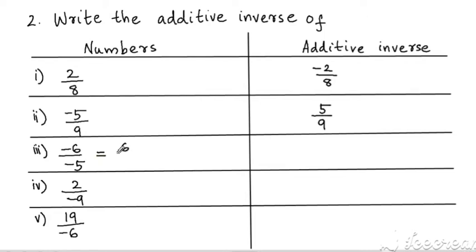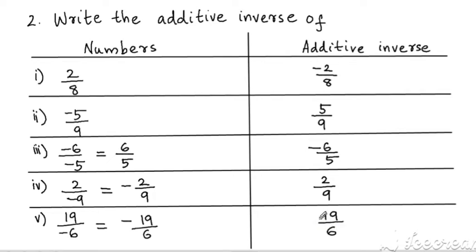Then negative 6 by negative 5 can be written as 6 by 5. So its additive inverse will be negative 6 by 5. And 2 by negative 9 is the same as negative 2 by 9. So its additive inverse will be positive 2 by 9. And in the last case, you can see that is the same as negative 19 by 6. So its additive inverse will be 19 by 6. Okay, so this is how we find the additive inverse. You have to change its sign.